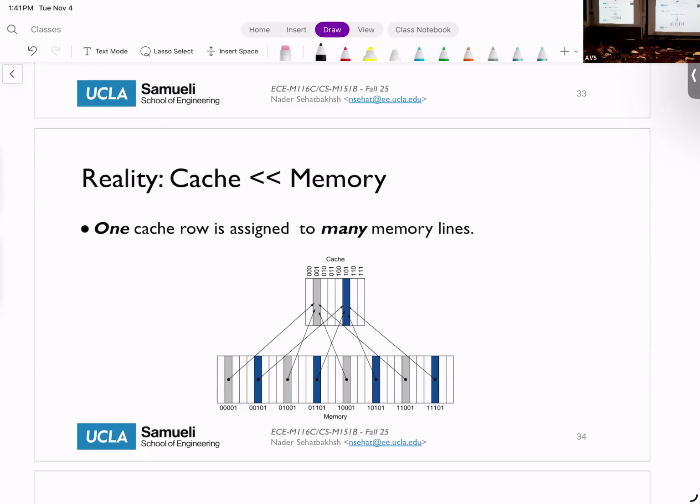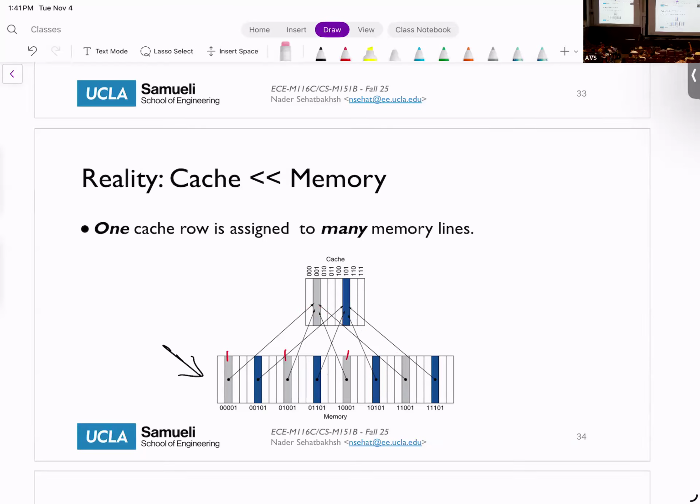So if the bottom one is my flash or my main memory that has all the possible addresses, what will happen is that some of these rows in my main memory are going to be mapped into the same row in my cache. For example, all of the gray ones are going to be mapped into that cache address there. All the blue ones are going to be mapped to that cache address there. How did I do that?